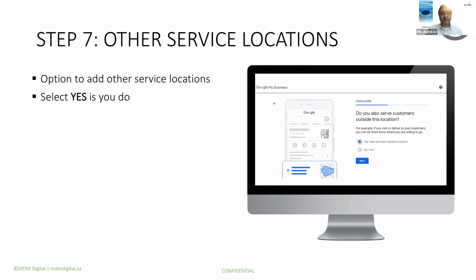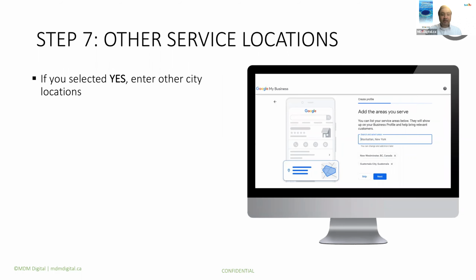So in this step, Google will ask you if you have other service locations. You can select to say, no, I don't have one, or you can say, yes, I do. And if you say that you do, then this is your chance to add the other locations, whatever they happen to be. You just see the example here. As you start typing it in, it'll give you the opportunity to do so, as you see on the screen.